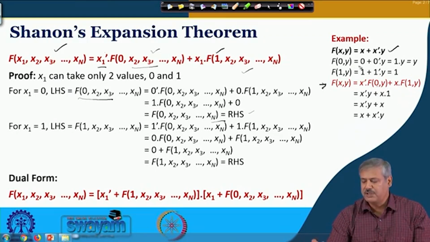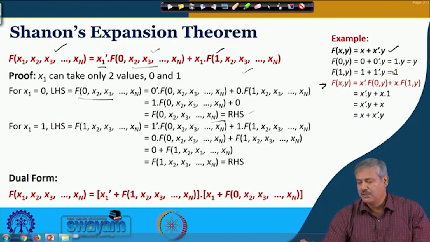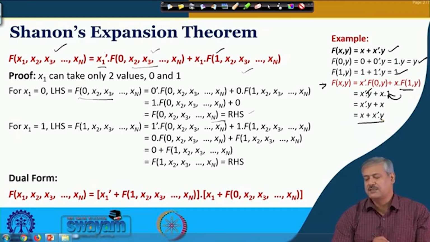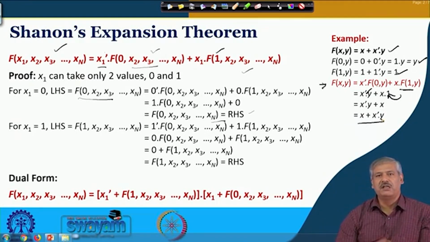So, in the expression we shall substitute 0 in place of x. So, if you substitute, then 0 plus 0 prime y. So, 0 plus 0 that is 1 prime y, 1 ANDed with y. So, this is y, right, f(0, y) is y, and f(1, y) is, you substitute 1 in place of x. So, 1 plus 1 prime y. So, 1 ORed with anything is 1. So, this is your f(1, y). So, this f(1, y) is your 1 and f(0, y) is your y. So, that way x prime y plus x, and you get back what you had seen, x plus x prime y. Okay.